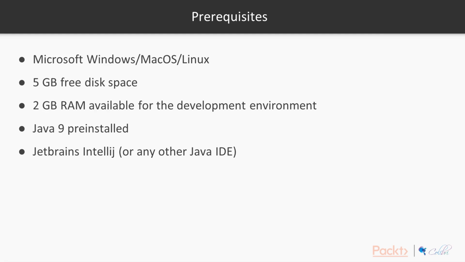Also, while the applications we are including in this course are small, some of the software we are using will require some memory to run in. This is at least 1 GB of RAM, but it's recommended to have at least 2 GB available. Finally, you should have Java 9 installed, together with an IDE such as IntelliJ.